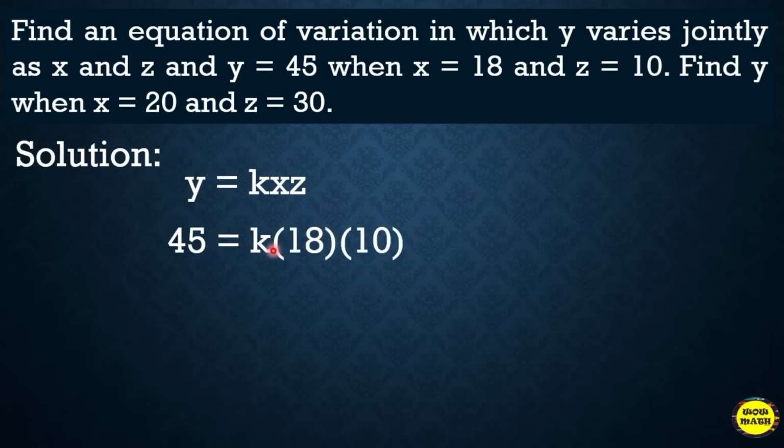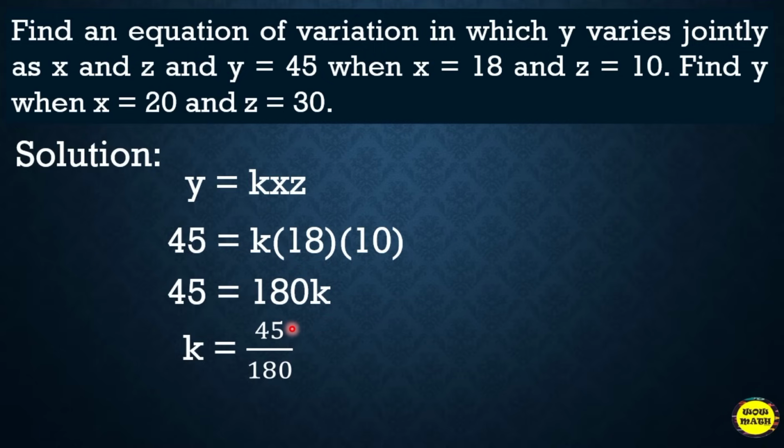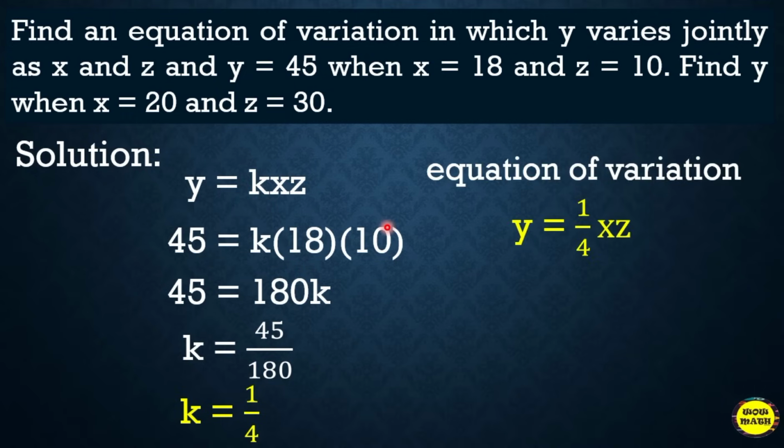So, that is 45 equals k times 18 times 10. So, 18 times 10, that is 180k. So, to solve for k, divide both sides by 180. So, 45 over 180. So, pag kinuha natin yung lowest term nito by dividing both numerator and denominator by 45, k is equal to 1/4. And then, balikan natin to. And to get the equation of variation, papalitan lang natin yung k natin ng 1/4. That is, y is equal to 1/4 xz.